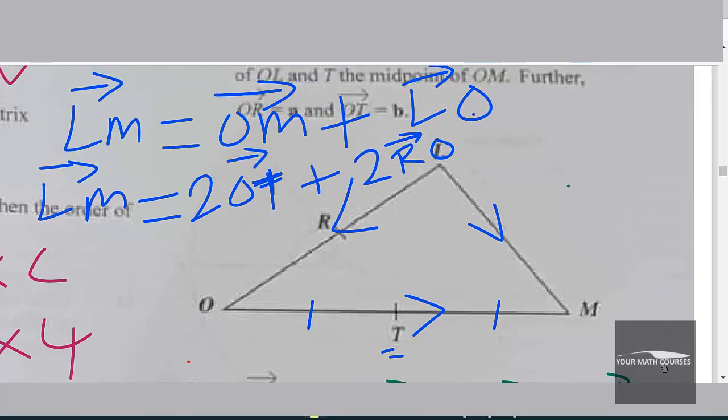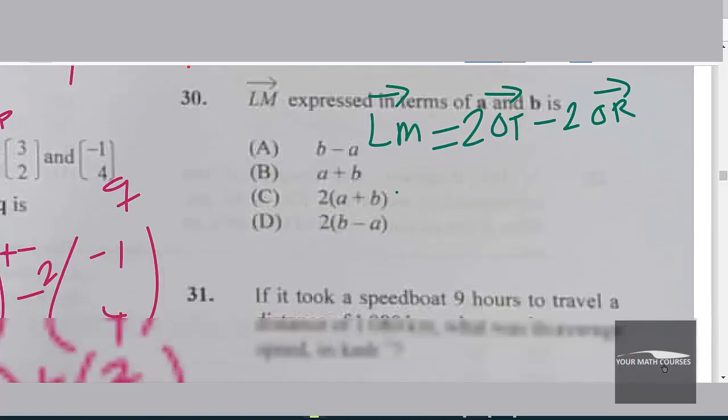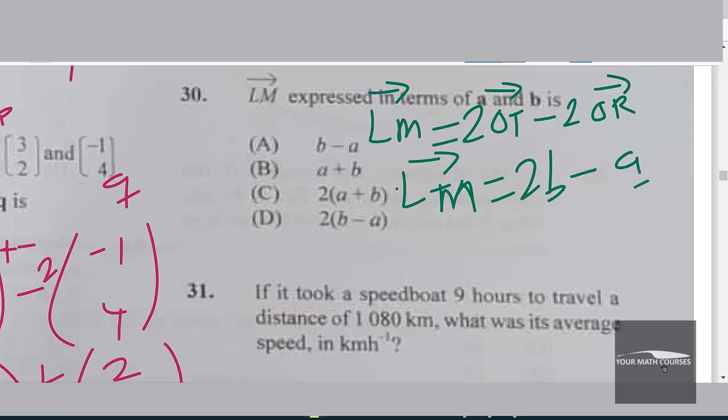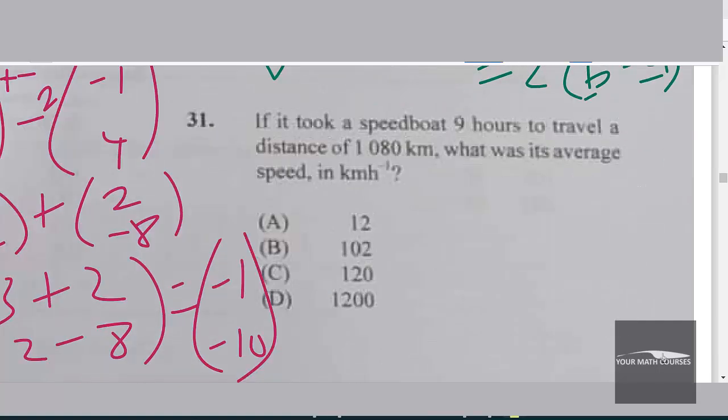OR is A and OT is B. So we put this will be equal to 2B minus A minus 2A, into brackets 2, into bracket B minus A. So the correct answer is option D.